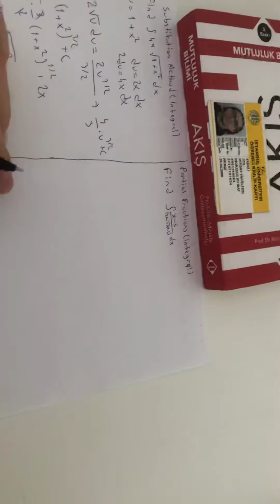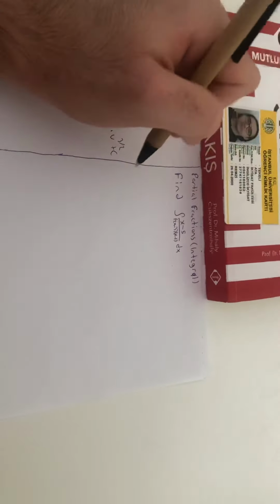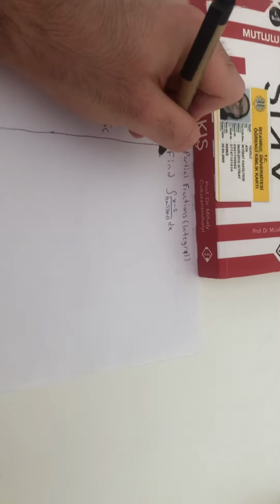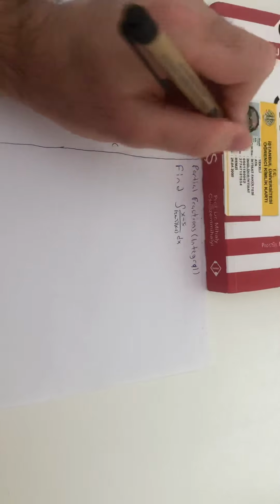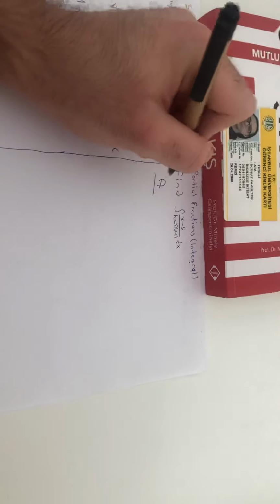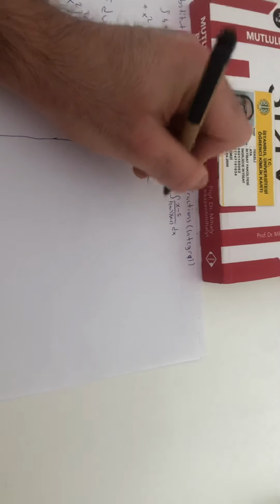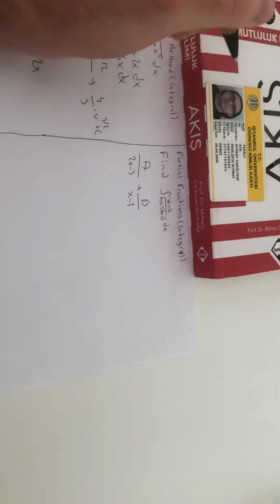Now let's go to partial fractions. It tells us to find the integral of x minus 5 over (2x minus 3) multiplied by (x minus 1). Let's start by giving two values, a and b, where a will have the denominator 2x minus 3 and b will have the denominator x minus 1.